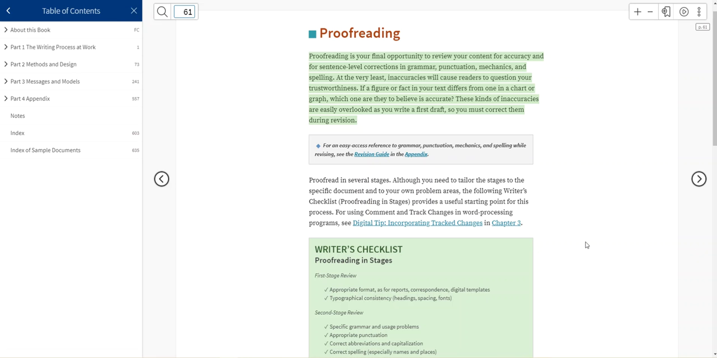One thing I do want to point out in all of the emails and correspondence is the level of proofreading, okay? This is your final opportunity to review your content for accuracy, sentence-level corrections, grammar, punctuation, and mechanics. I've seen a lot of grammar and punctuation issues in some of the final drafts that are uploaded. One thing that is my pet peeve, and I'll say this straight up front, is improper capitalization.